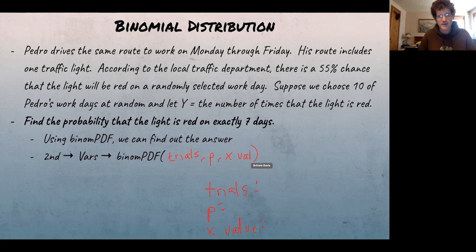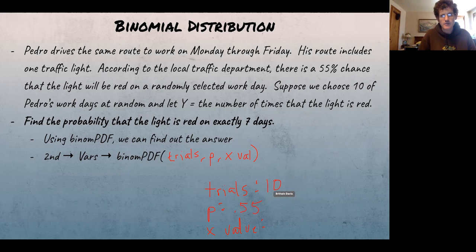So that's what you're going to need to put in if you don't have the interface. So anyways, we've got, in this case, 10 trials, 10 days worth of driving to work. P, of course, here is going to mean the probability of success. And there's a 0.55 probability. So I'm going to put in 0.55. Let me show what that looks like.